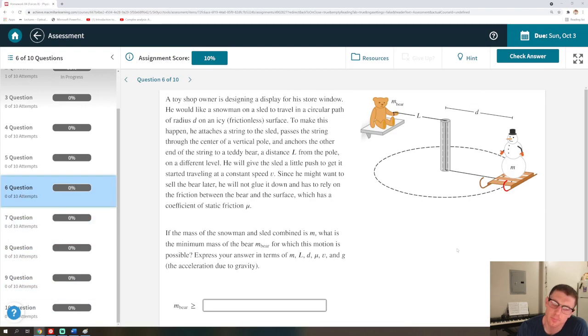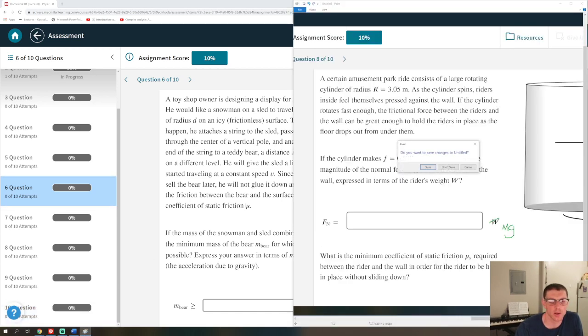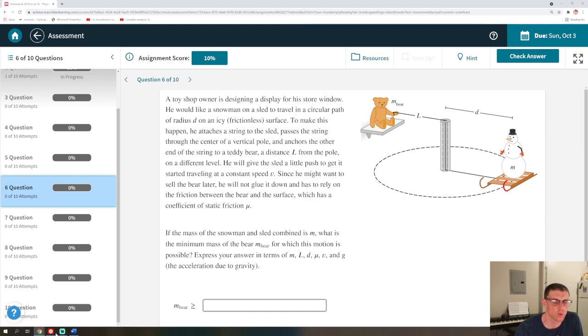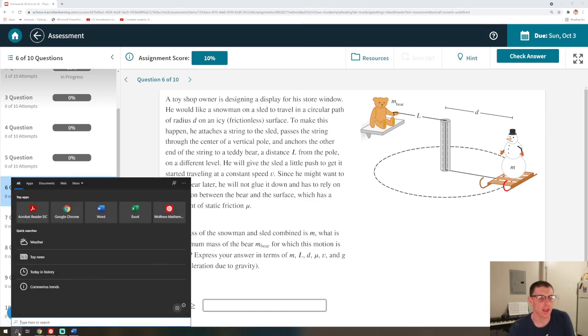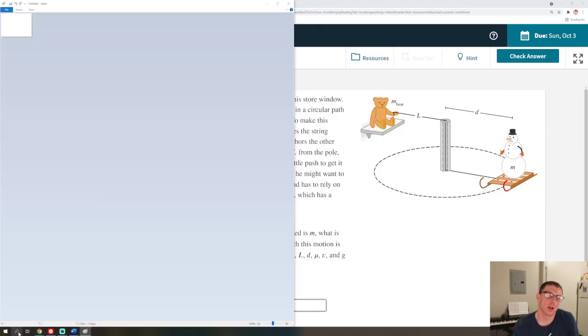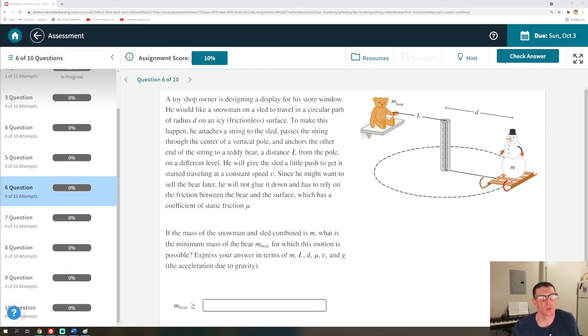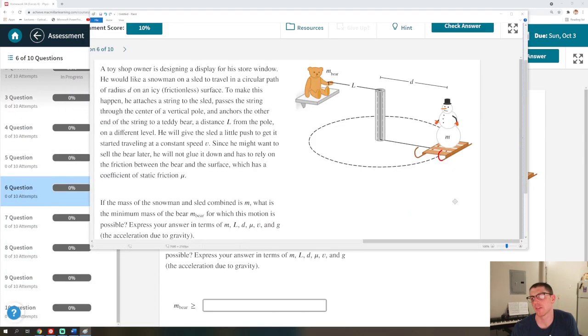We'll just get this one out of the way. Now, we'll have to do a free body diagram here. I think there's no way around that for this particular problem. So let me do my thing. Let me bring up my fancy image editing software here. So this is what we have.